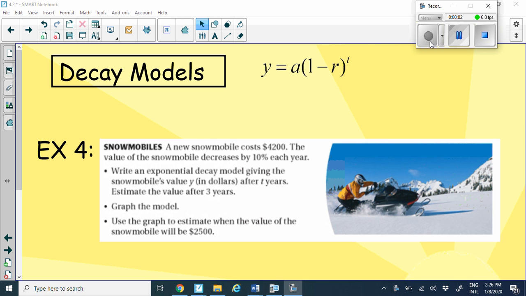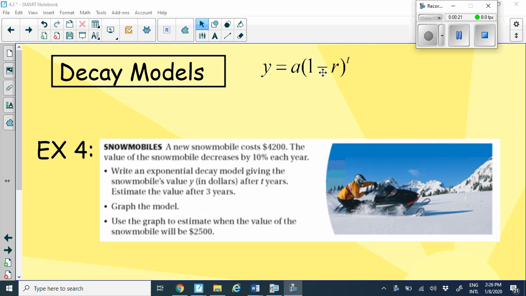Here are the notes for 4.2 example 4. So this is using decay models. So this is the formula that you have. Notice it's very similar to our growth model, but the only difference is that we have a minus instead of a plus.